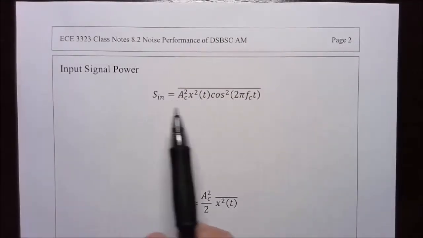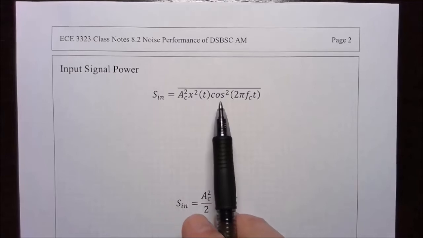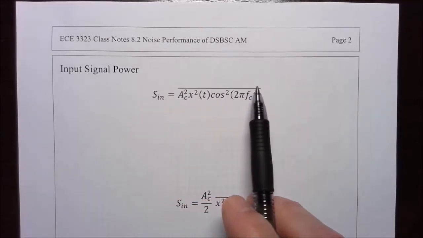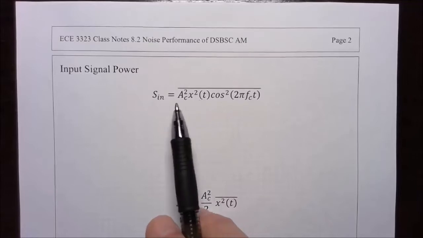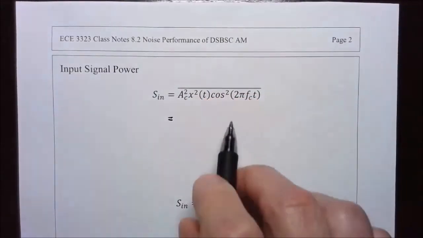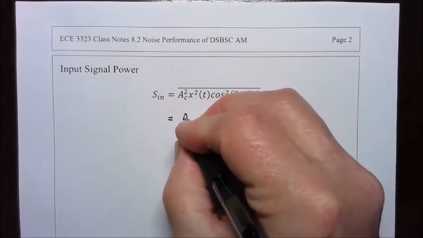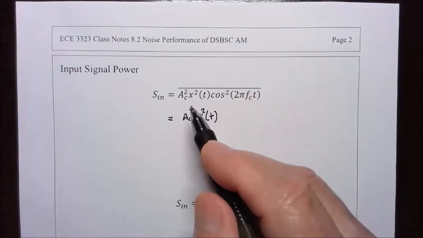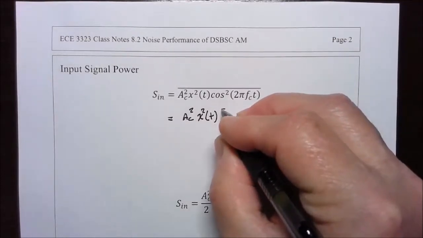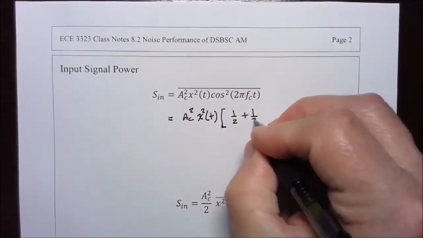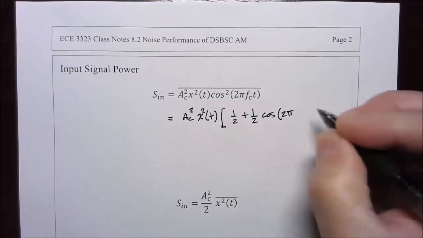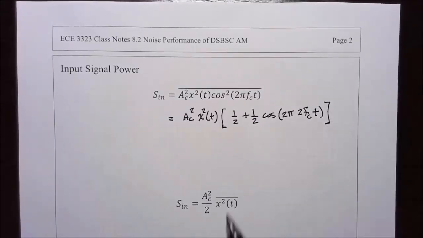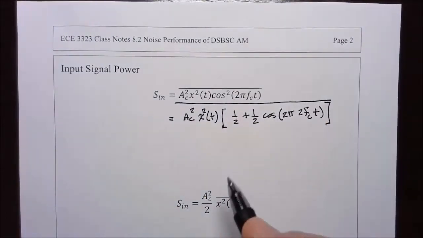For the input signal power, we take the input signal, which is A_c x of t times cosine 2 pi f_c t, square it, so this is the signal squared, and then we take the time average; the bar across the top indicates the time average. If we work this out, we can apply the trig identity to this cosine squared. We would have A_c squared, that's a constant squared, then x of t squared, that's the message signal squared, and then that's going to multiply 1/2 plus 1/2 cosine of 2 pi, twice the angle, so 2 times f_c times t, and then this is all time averaged.